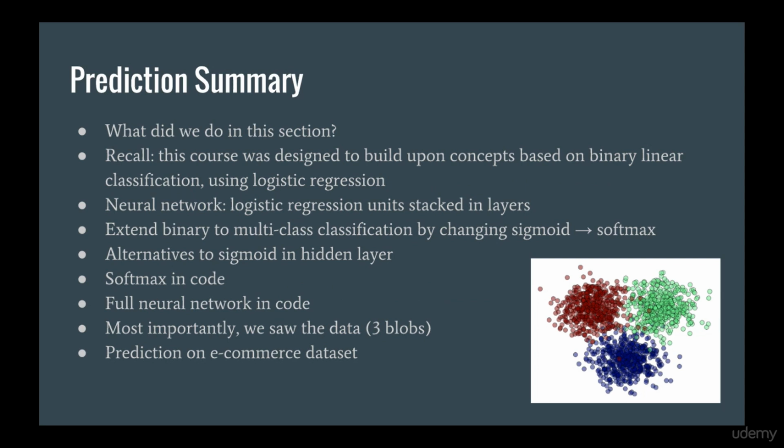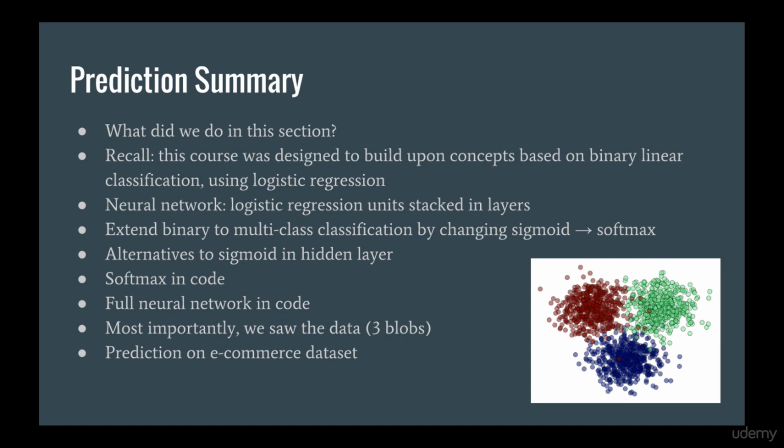Since this was a pretty long section, let's summarize everything we did. Remember that this course was designed to develop concepts based on binary linear classification, specifically using logistic regression. We saw that a neural network is actually just a bunch of logistic regression units combined together in a specific way, in particular in layers.